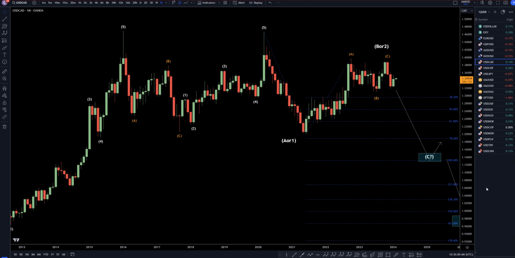Today is Thursday, February 1st, and I'm going to be analyzing the US dollar Canadian, starting on the monthly, working my way down to that 1 hour time frame for the full top-down analysis.